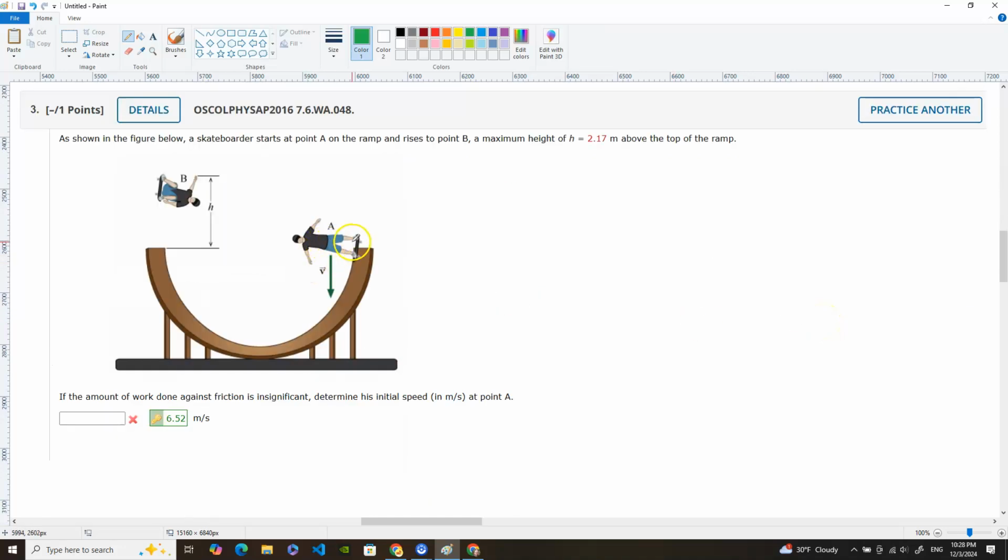Number 3, a skater starts at position A, comes down, friction is insignificant, and reaches position B, which is at a height of 2.17 meters. That's h. What we're going to do is declare this to be a height of 0, because I can declare a height to be 0 wherever I want. And what that does is it makes the potential energy at A equal to 0.